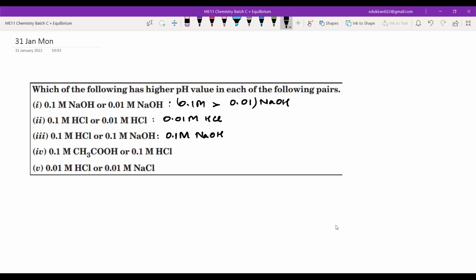Okay, what about the fourth one, which will have higher pH? CH3COOH. Yeah, okay. I hope all of you understand, because this is a weak acid, right? HCl is a strong acid, so HCl will be contributing the complete 0.1 molar of H plus ions, and CH3COOH will be only contributing a fraction of H plus ions. So 0.1 molar of CH3COOH. What about this fifth one? NaCl. Correct. Now here we will have 0.01 molar of NaCl, because NaCl will have approximately 7, no? Around 7.